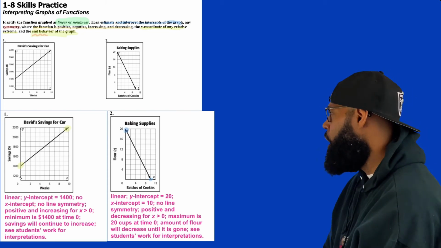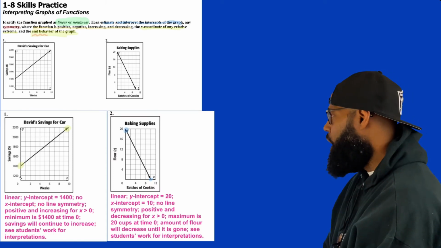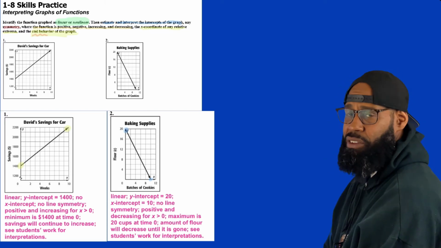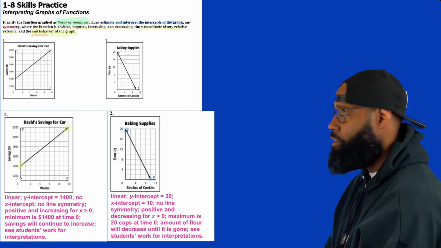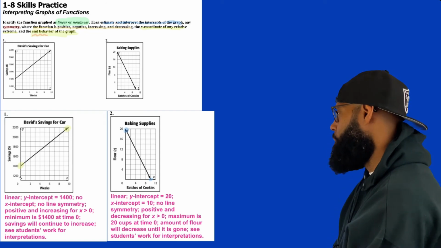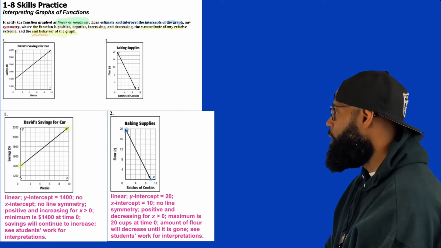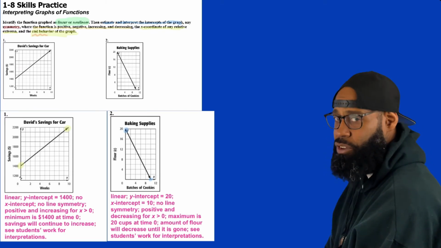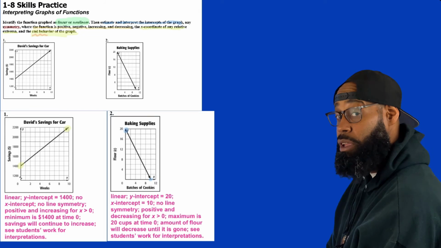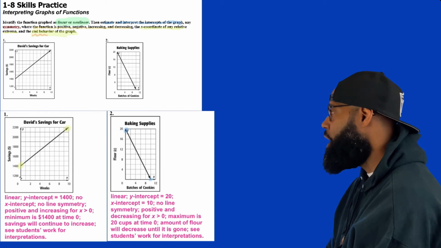Positive and decreasing. So what is positive and what is decreasing? Well, it is positive, starting with 20, stays in the positive area. There's no negatives at all going on here. Can't have negative cups of flour or negative batches of cookies, of course. But it is decreasing. The maximum is 20 cups at time of 0. Amount of flour will decrease until it is gone. So of course, if I'm baking cookies, eventually I'm going to run out of supplies, right? So if I started with 20, and then I keep using it, and keep using it, till there's nothing left. That's what we're looking at, guys.